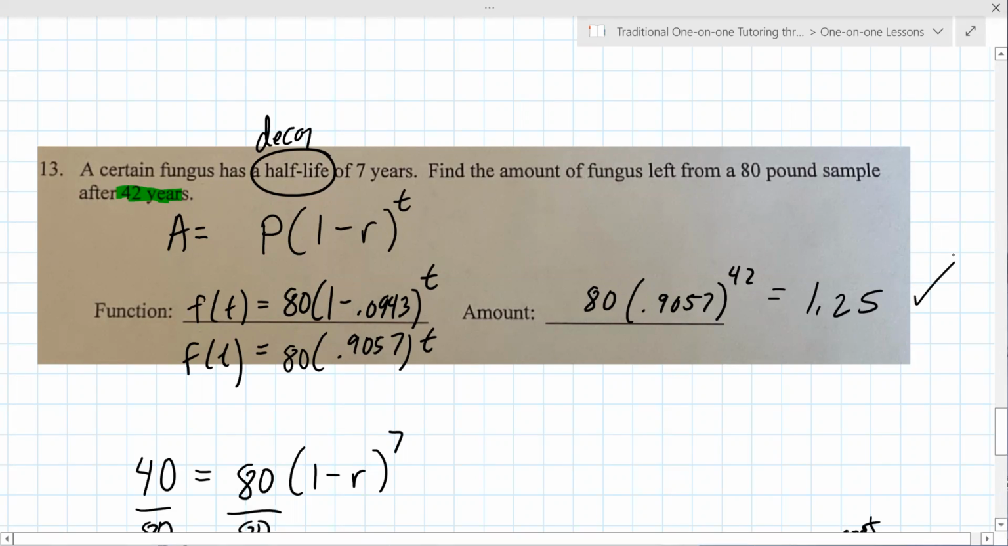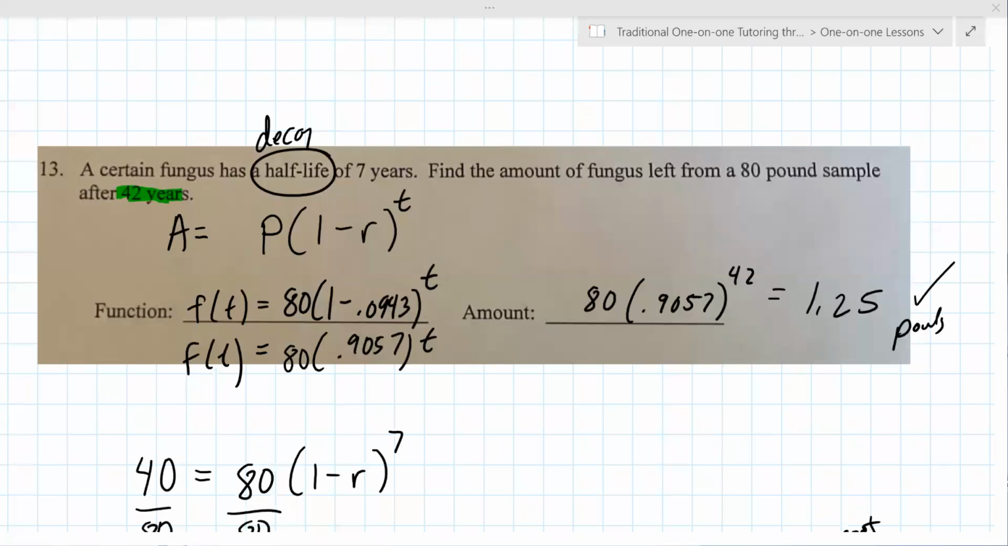Good. Okay. And units. It should say pounds. That's a small thing, but they would probably mark you if you were taking a test or quiz on that. Let me know when you get all that down. We can move on. All right.